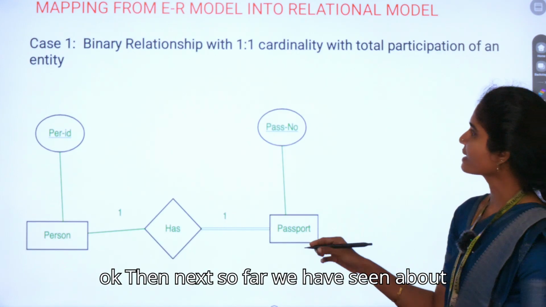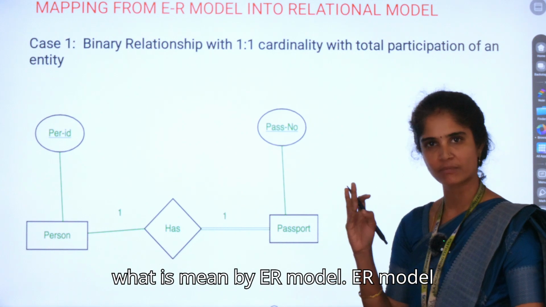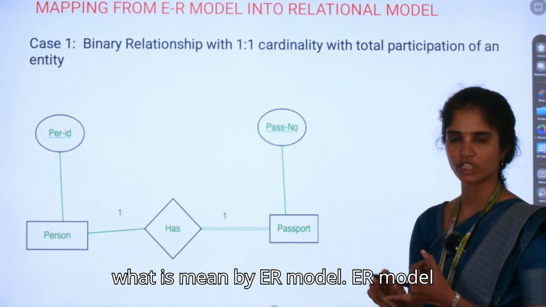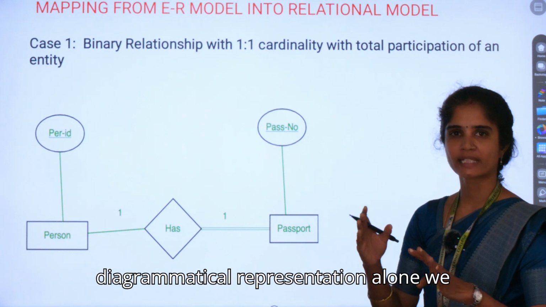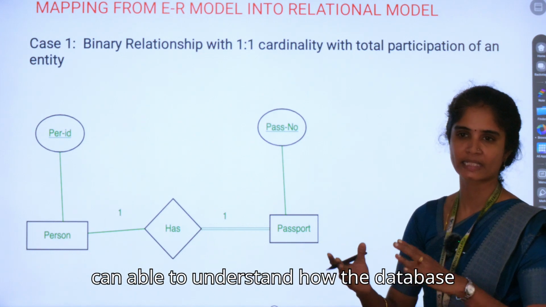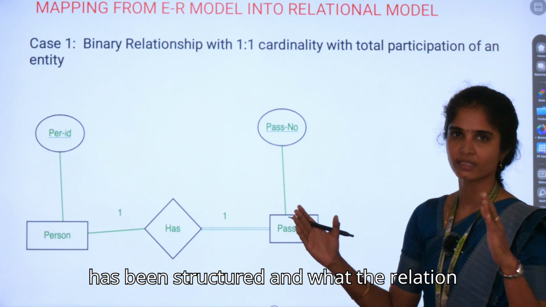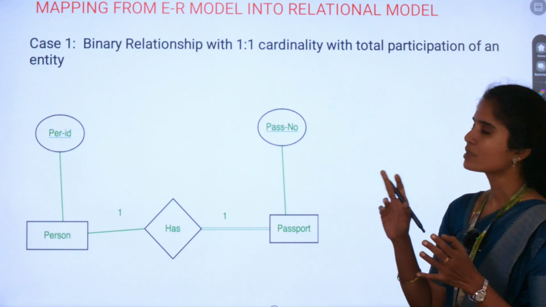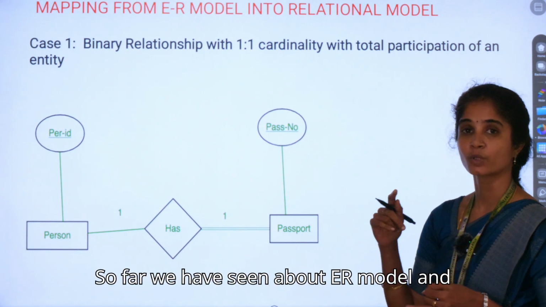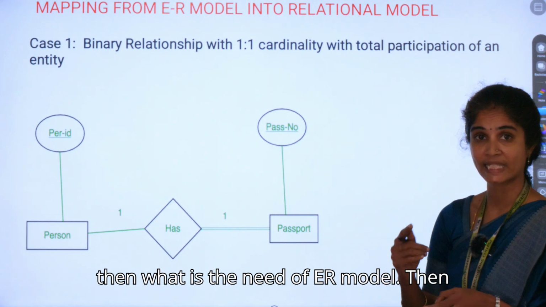Okay. Then next, so far we have seen what is meant by ER model. ER model means entity relation model. It's a diagrammatical representation. With the diagrammatical representation alone, we are able to understand how the database has been structured and what relation takes place between the two entities. So far we have seen about the ER model and what symbols are used in it. Then what's the need of the ER model.